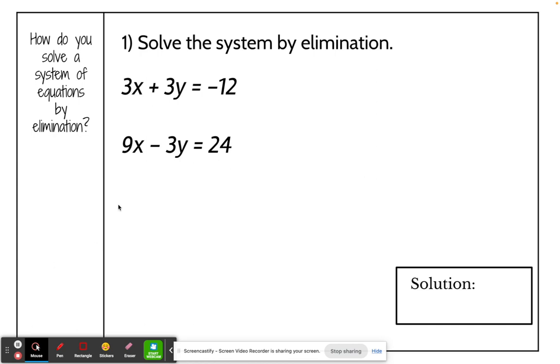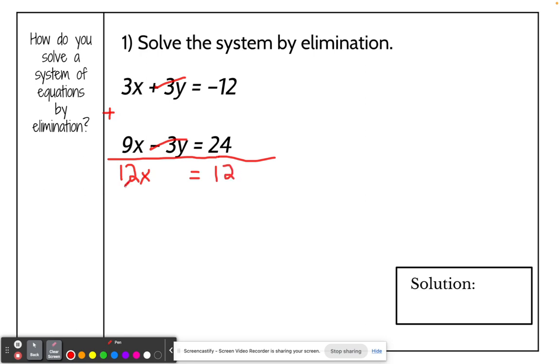Well, one thing that's kind of cool about algebraic expressions is we can add them and subtract them. So we're going to go with adding these two equations together. If I take 3x and I add 9x, I get 12x. If I take 3y plus a negative 3y, these cancel out. Then I have negative 12 plus 24. I get a positive 12.